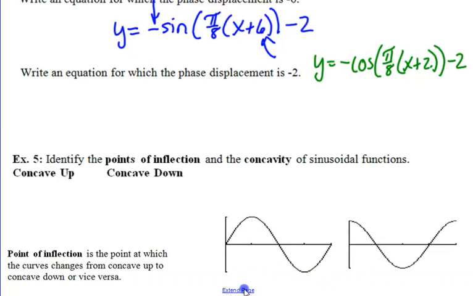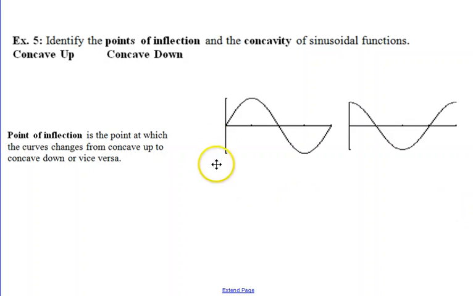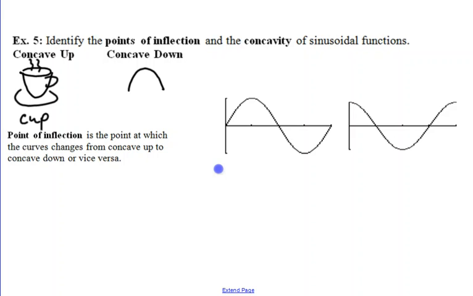Last piece of information that I want to share with you is some vocabulary about the shape of the graph. We define concave up as being this shape and concave down as being this shape. So an easy way to remember it is that concave up is a cup, maybe a cup of hot tea on a cold day like this. So concave up is a cup.